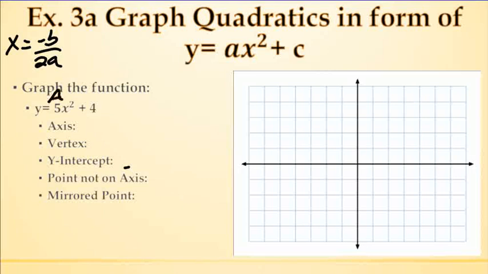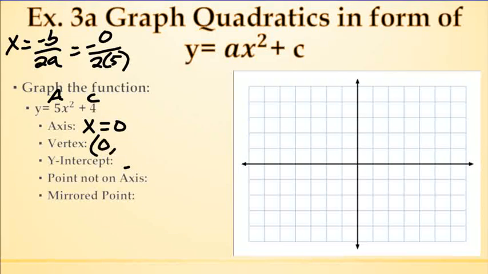This is my a. I don't have a b, but I have a c. So that gives us a 0 for b. 2 times 5, 0 over 10 is just 0. So the axis of symmetry is 0. That means for our vertex, when x is 0, y is 4. Our vertex is the y-intercept. So I have the same point there.